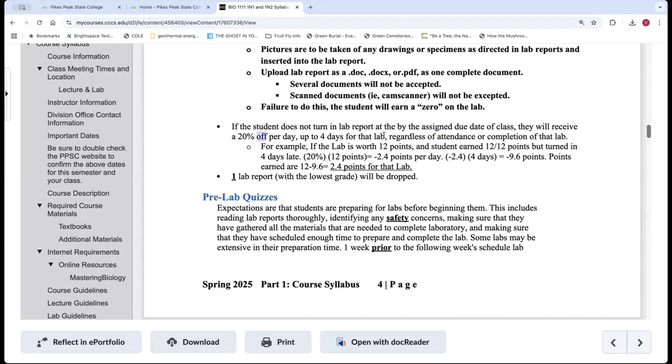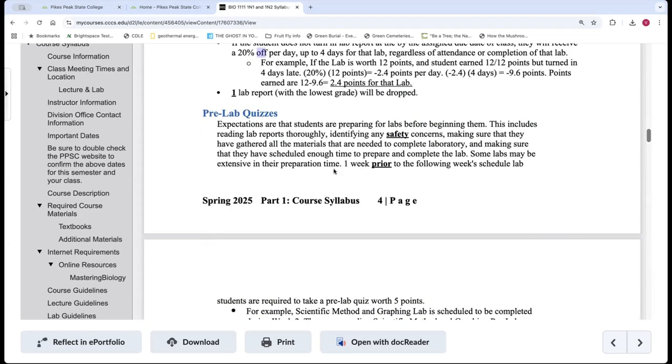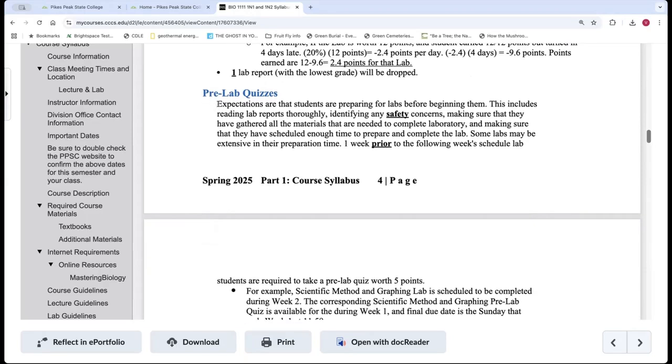After 4 days, your lab's a 0. Pre-lab quizzes. So the expectations, I'm going to read through this. Expectations are that students are prepared for labs before beginning them. So this includes not only reading your lab reports, you have to identify safety concerns because you're working at home. And even if you weren't, you need to know the safety of it.